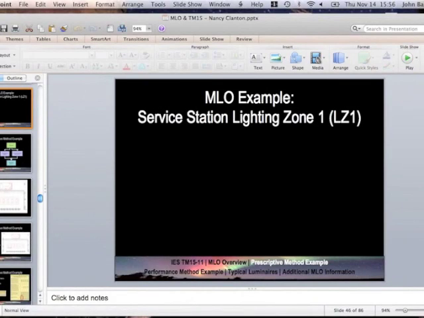Now that we've gone through what the Model Lighting Ordinance overview is and how to apply it, we thought that we would actually show you a specific example. And this example is a tough one. It's going to be a service station in Lighting Zone 1, which, as you now know, is either residential or a very small, rural town that has decided we are only Lighting Zone 1. So with that, we'll see how the design actually goes through the Model Lighting Ordinance on this pretty restrictive type of application.